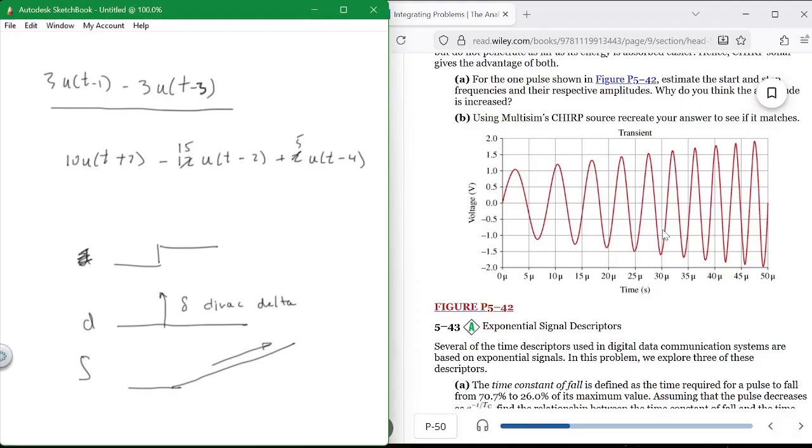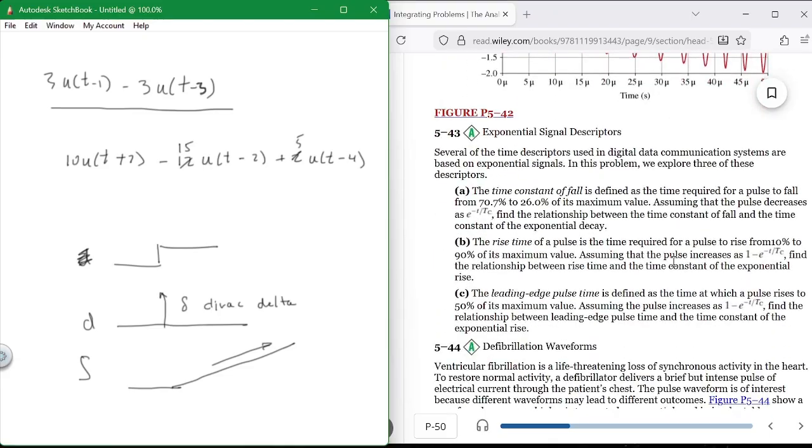This is the one with the varying signal right there. So they use different waveforms.